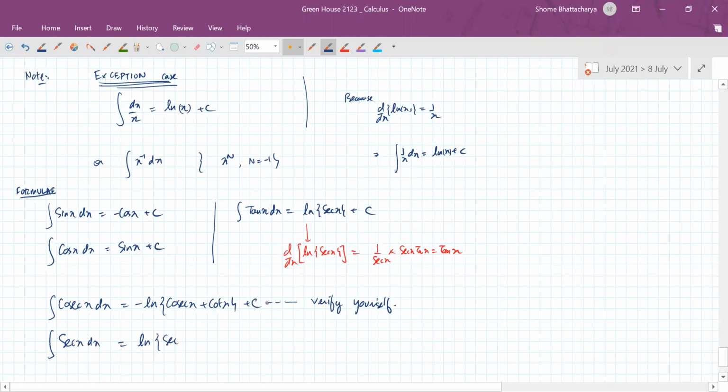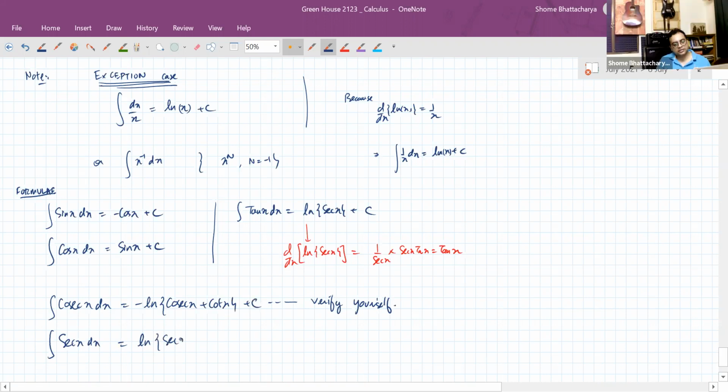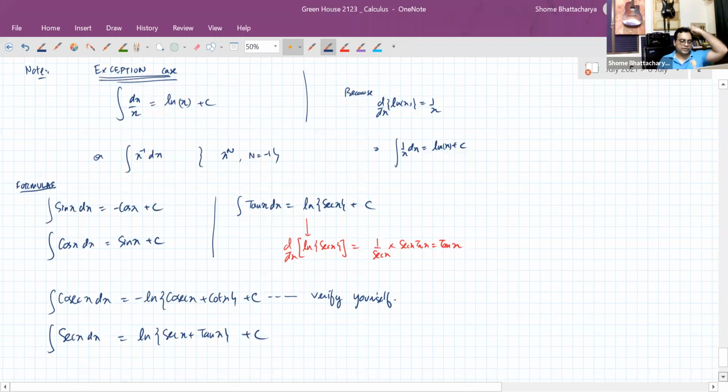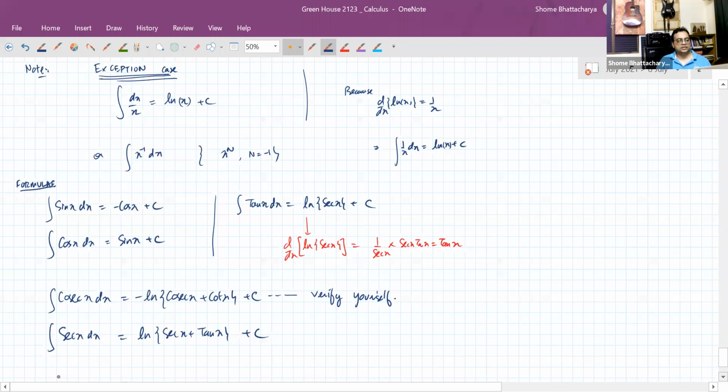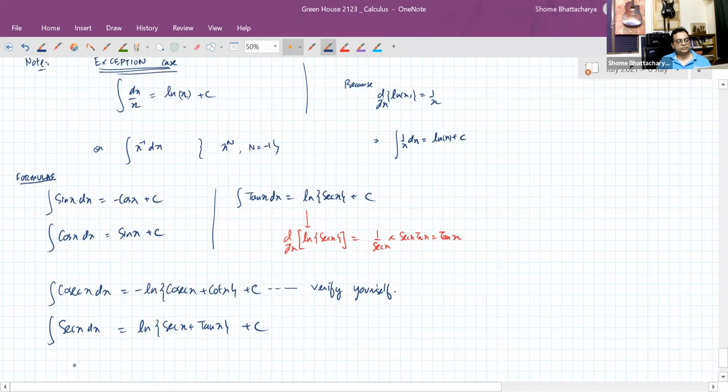is ln of sec x plus tan x plus c, and the final one, integration of cot x. We can write it as ln sin x plus c, or we can also write it as minus ln cosec x plus c.